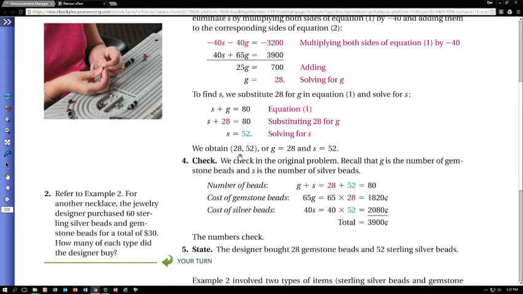So what we obtain, and I like that they bring it up as an ordered pair again, because it really relates back to chapter 3 stuff. I have an ordered pair. I have a g value and an s value. Why did they put g in front of s? Well, it goes alphabetical order, unless they tell you otherwise, right? So there's an ordered pair. And then I need to say, well, what does that mean? That I got 28 gemstones and 52 silver beads.